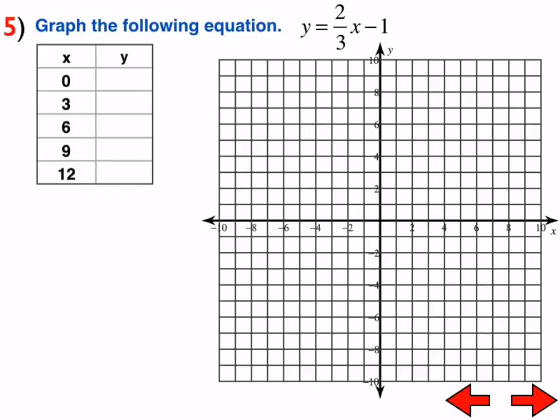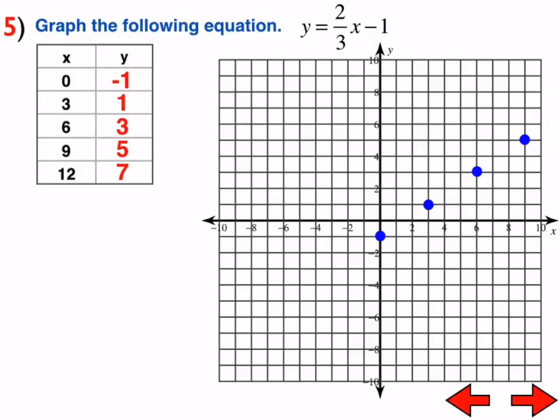Okay, so using everything that we've talked about today, go ahead and graph this one, please. So we're using multiples of 3 for x. So when x is 0, y is negative 1. When x is 3, y is 1. When x is 6, y is 3. When x is 9, y is 5, and when x is 12, y is 7.